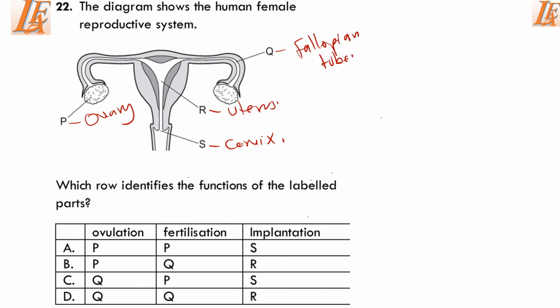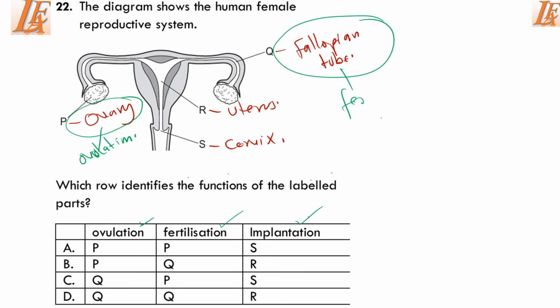And the function that we have been given here is ovulation. Then we have fertilization, and then we have implantation. What we know is that ovulation takes place in the ovary. That is where ovulation takes place. And then fertilization takes place in the fallopian tube. This is where fertilization takes place. And then implantation takes place in the uterus. So in this case, we have what we call implantation.